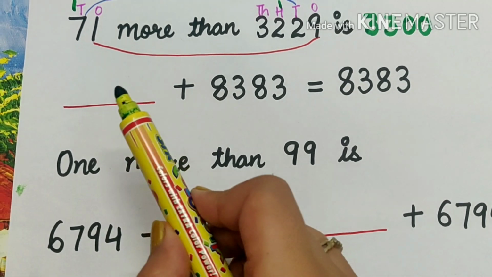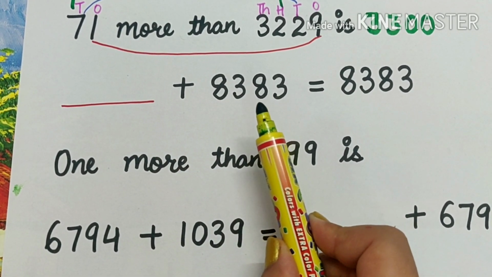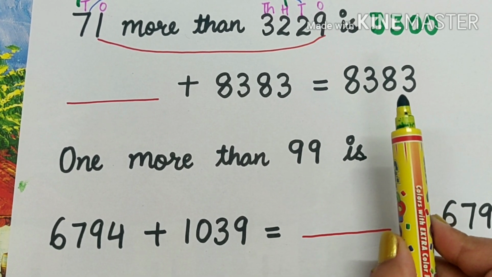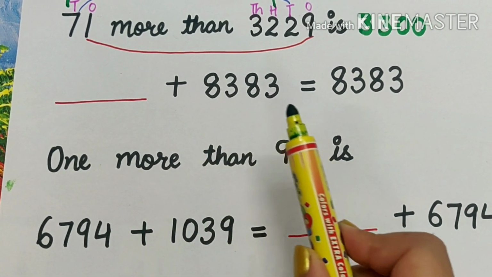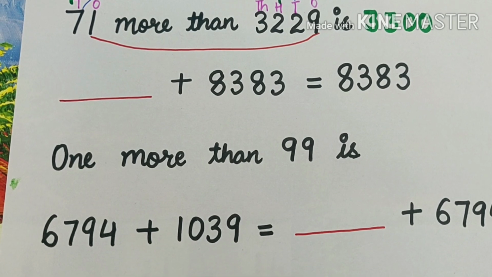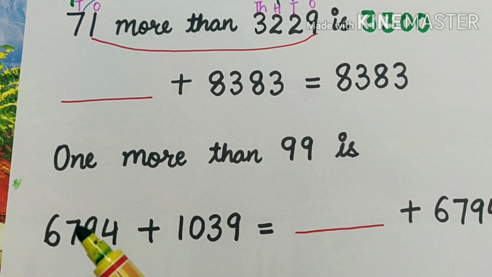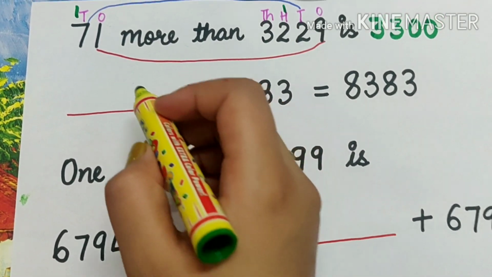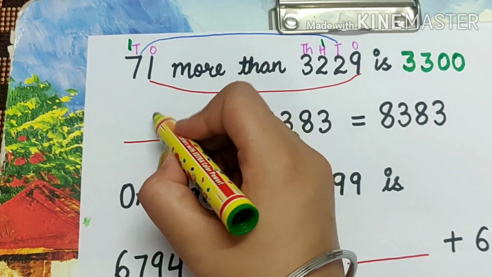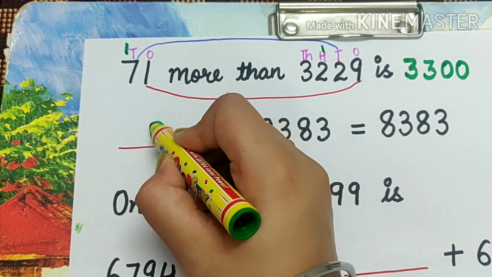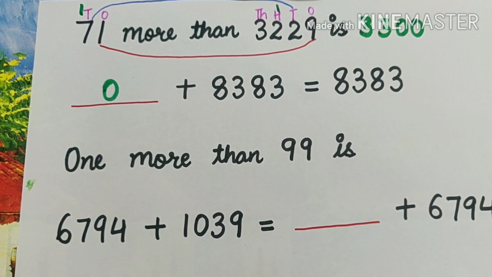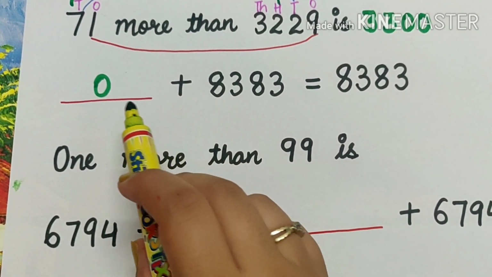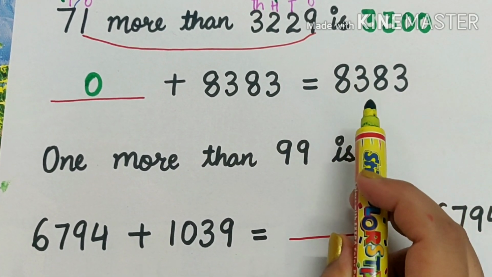Now kids, in this, what can we add to this number to get 8383? Aren't these two numbers same? Yes, these two numbers are same. So we will write 0 here. As this is one of the properties of addition, that whenever we add 0 to a number, we get the same number.